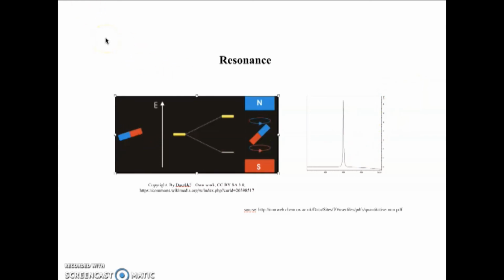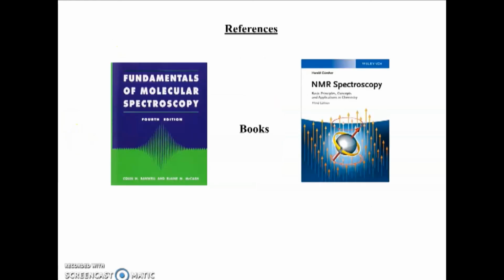So in this video, we have discussed only the basic principle, that is, how it works. We have not discussed the calculation part, the mathematical part. To get into the depth, you can go through these books. The Fundamentals of Molecular Spectroscopy, written by Banwell, is a very good one. You will get a very good basic idea of NMR spectroscopy from these books. Thank you.